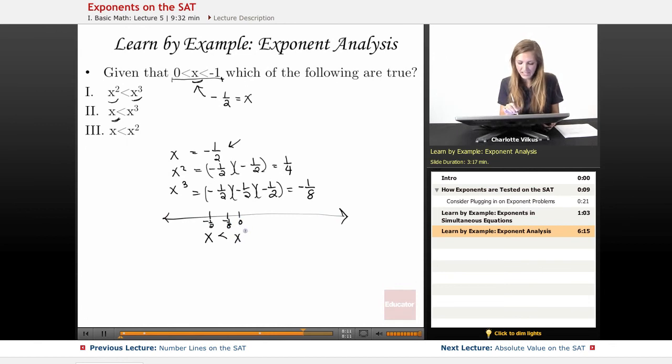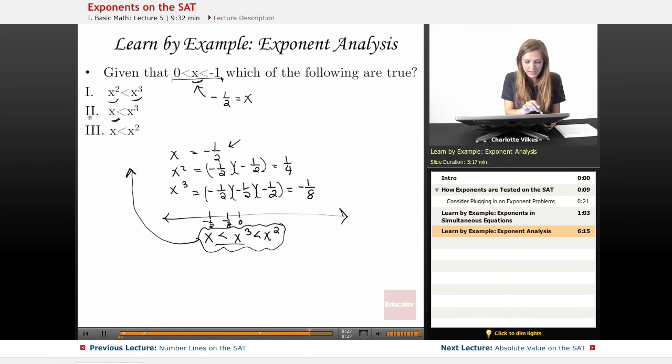Then I have x cubed, and then I have x squared. So here's sort of my relationship here. And now that I've already defined that, this makes this part of the problem really easy. So I have x is less than x cubed right here. That's my number 2, so this part's correct.